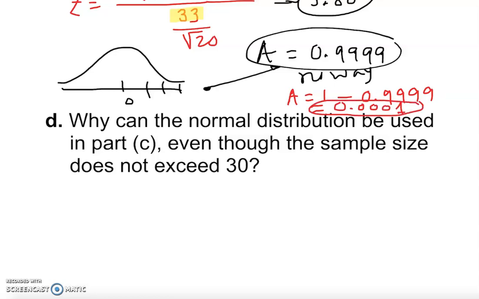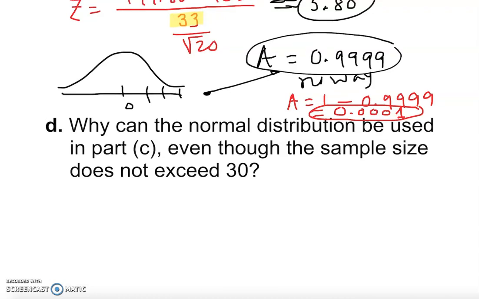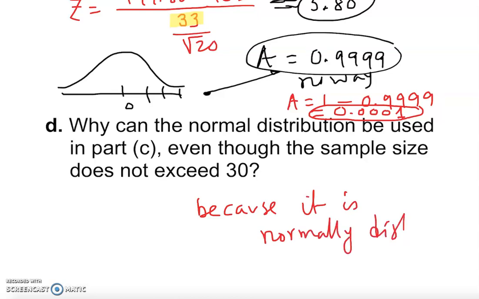Now the last question is here. Why can the normal distribution be used in part C even though the sample size does not exceed 30? The reason is because the original problem says it is normally distributed. It's written in the original problem. That's why. Thank you.